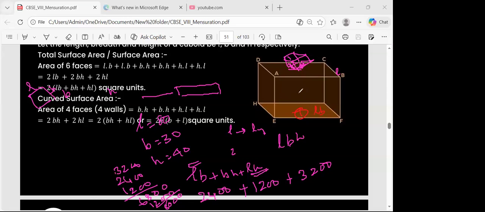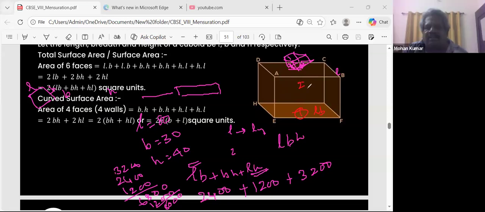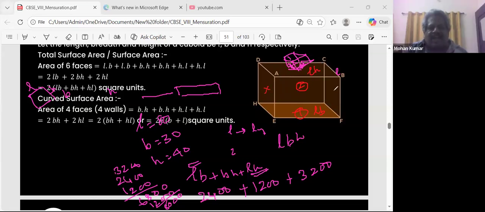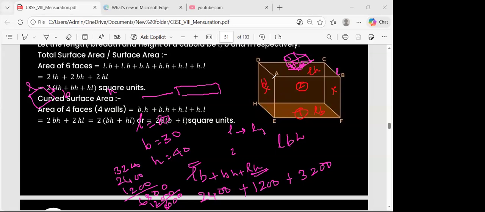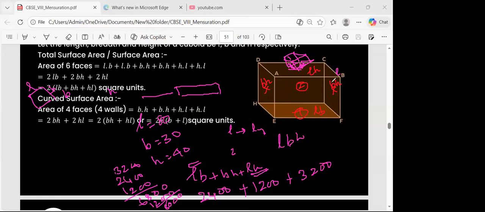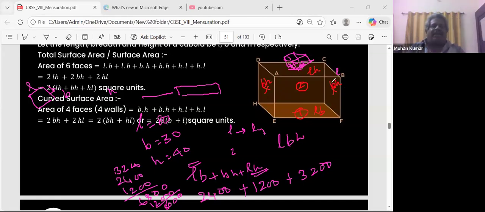Yes. Then we have the second one, that is the back face. That is LH. Accepted? Then we have the side faces. How many side faces do we have? 2 side faces. Is it correct? That is BH. This is also BH. Accepted now? Oh, so that's why we add another BH. Yes, very good. That's right.